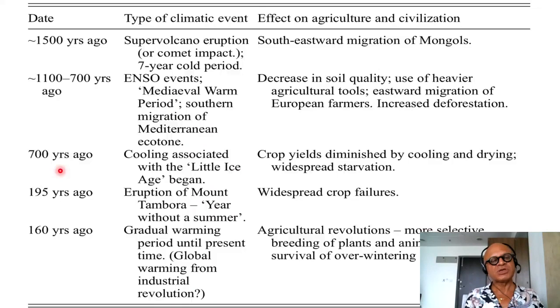700 years ago, much closer to the present, cooling associated with the Little Ice Age began. Crop yields diminished by cooling and drying, and widespread starvation. You can Google Little Ice Age and you will get lots of historic documents, evidences, paintings that show Netherlands iced over and people moving on ice with what looked like skates and so forth.